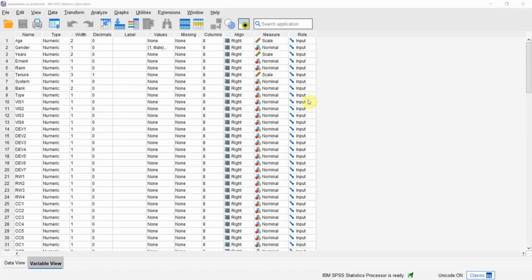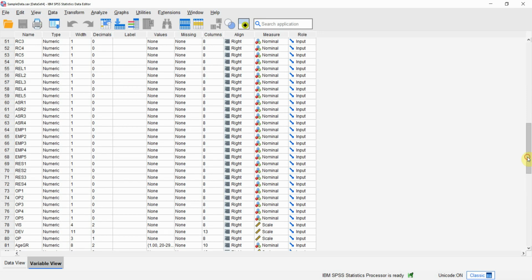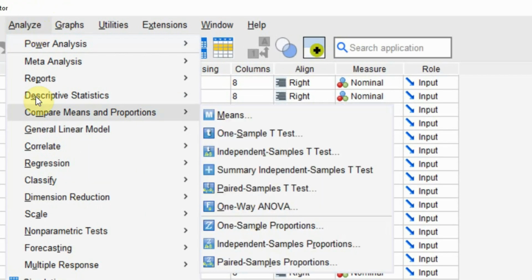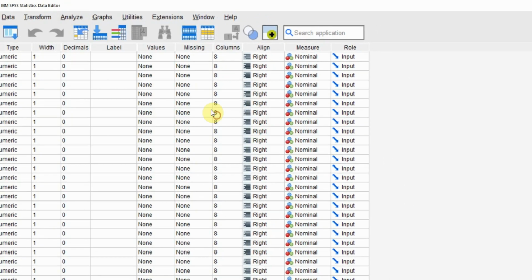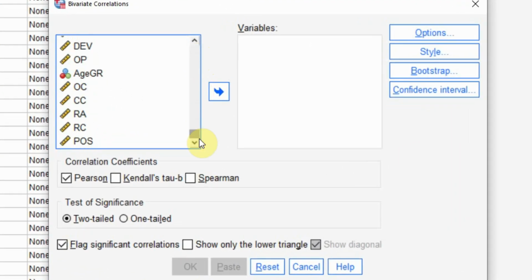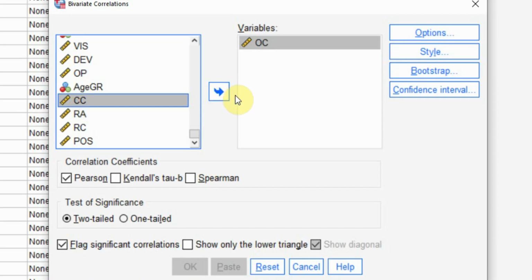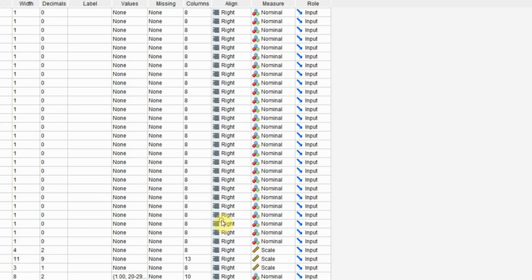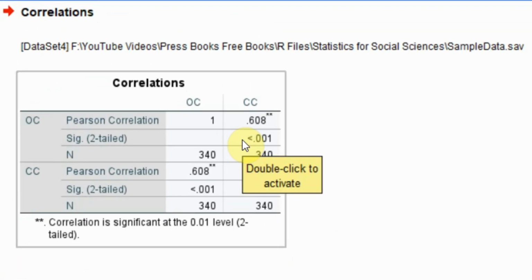How to find differences in correlation between two groups. Let's say I've got this data here, and let's do some normal correlation. Correlate, bivariate, and let's say I assess the correlation between organizational commitment and collaborative culture. Press OK, and here are my results.